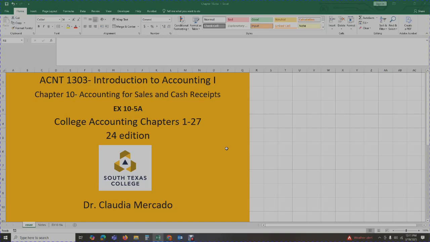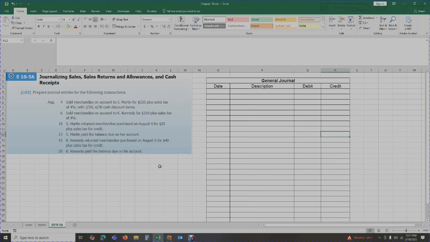So the specific problem that we're going to cover today is exercise 10.5a, and I have selected this problem because it has a little bit of everything. In this problem, we're going to be journalizing sales, sales returns and allowances, and cash receipts. So it's a good combination of three different types of journal entries that we're going to be exposed to in this chapter. That is why I have made this selection.